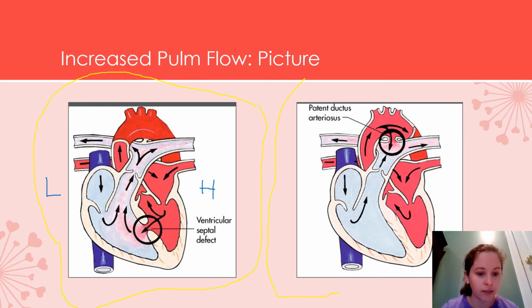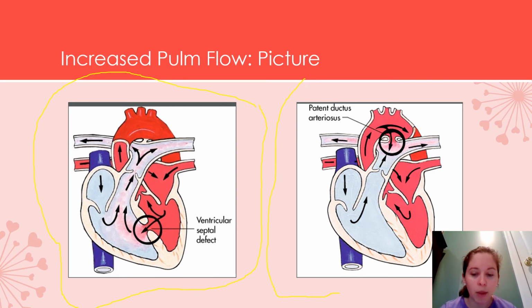All right, let's erase this. And let's look at our PDA. I wonder if I can. I might have to turn my face off. Let's see. There we go.